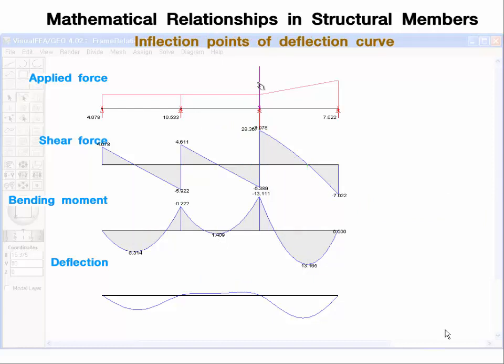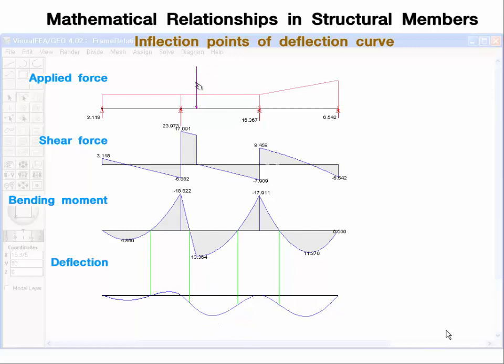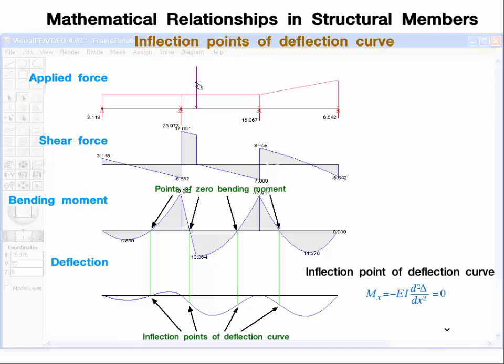The next observation is the relationship between the 0 bending moment and the deflection curve. In order to observe this relationship, select the bending moment diagram and deflection diagram at the same time by rubber band selection. Then, there appear green lines connecting the 2 diagrams. The green lines connect the points of 0 bending moment in the bending moment diagram and the inflection points of the deflection curve. Again, while moving the applied point force, the diagrams and the positions of the green lines are updated instantly. The green lines always pass through points of 0 bending moment and inflection points of the deflection curve. These are the points where the second derivative of deflection falls to 0.